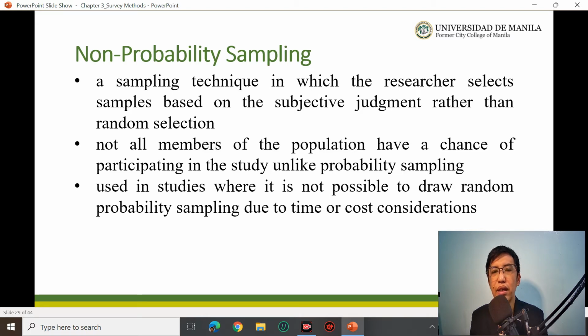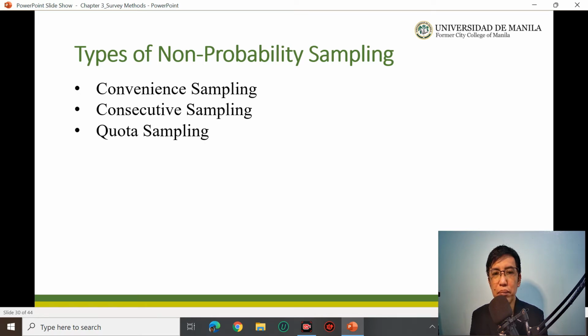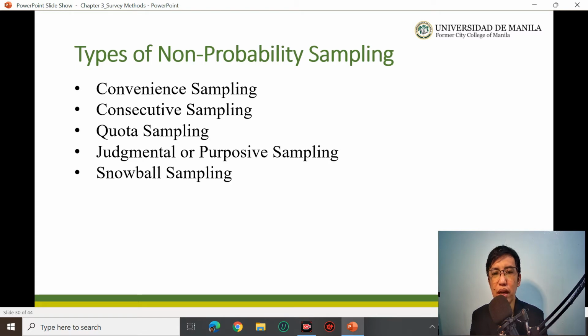Okay? And there are different types of non-probability sampling, just like the probability sampling that we learned. We have convenience sampling, we have consecutive sampling, we have quota, we have judgmental or purposive, and we have snowball sampling. Okay, let's discuss them one by one.